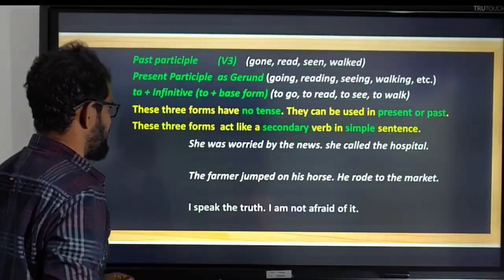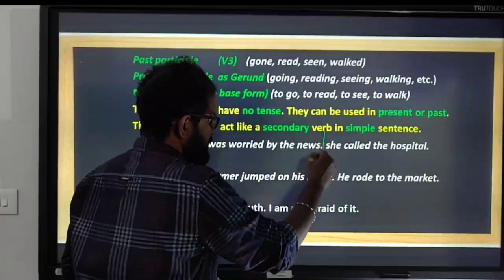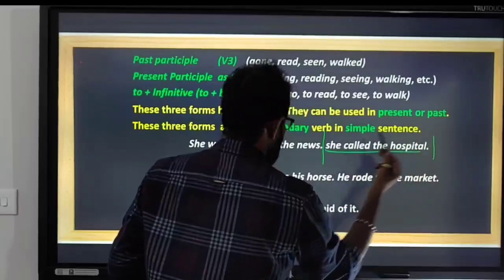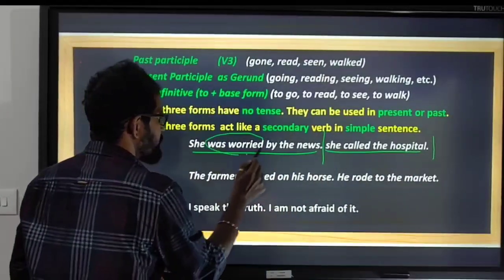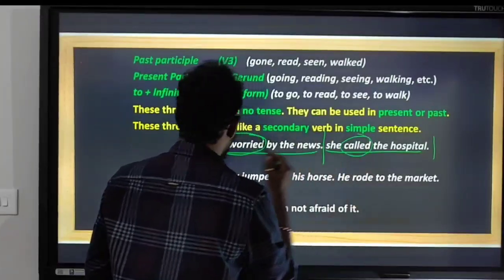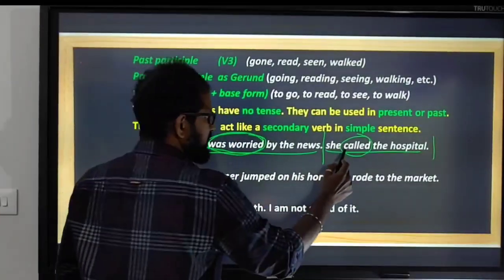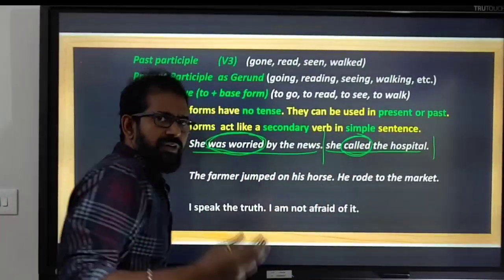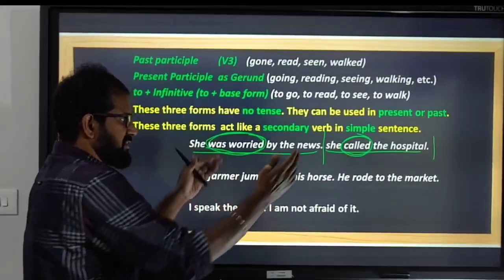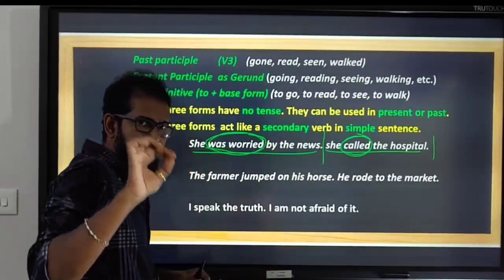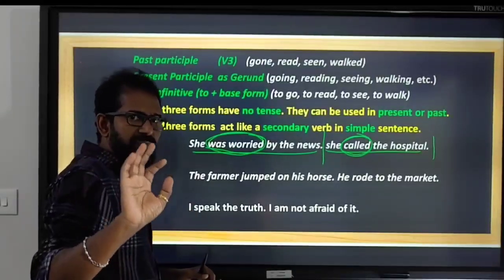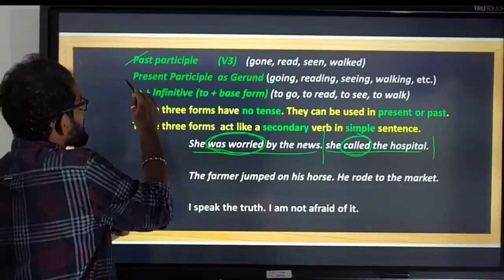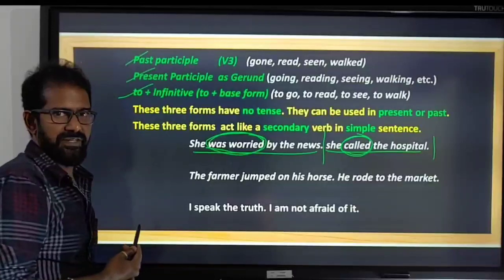Let's take the example given here. She was worried by the news. A simple sentence. She called the hospital. This is another sentence. So we have two sentences and two main verbs: was worried, called. We want to join these two sentences and make one simple sentence, which means we need only one main verb. The remaining verb we need to change into past participle or present participle or to infinitive.